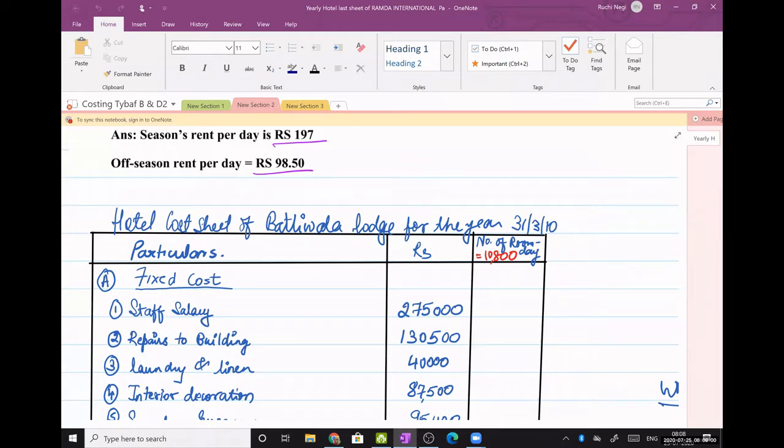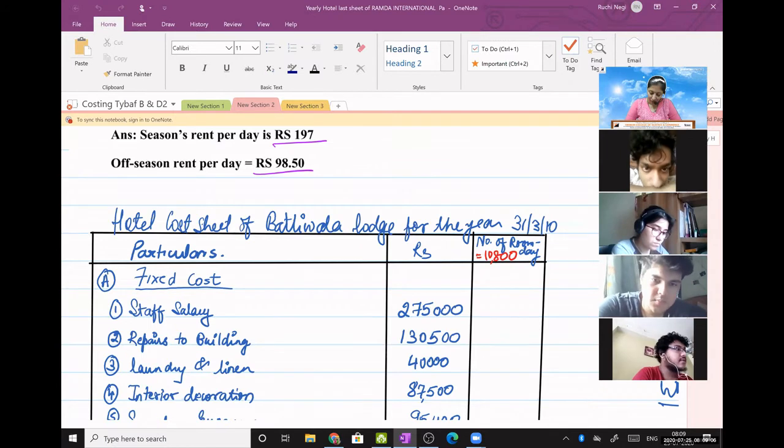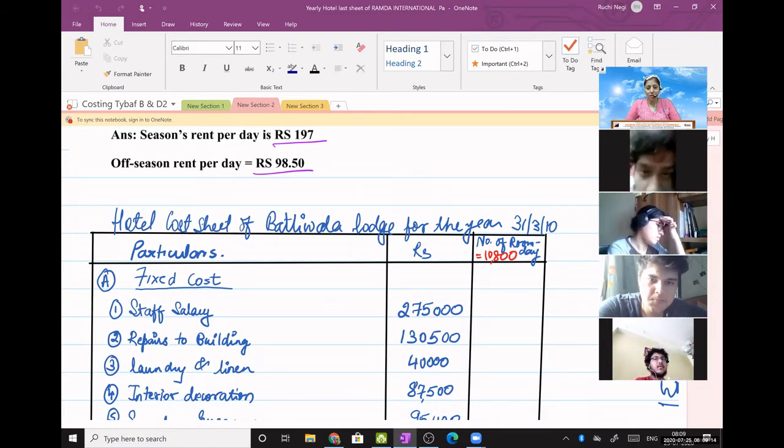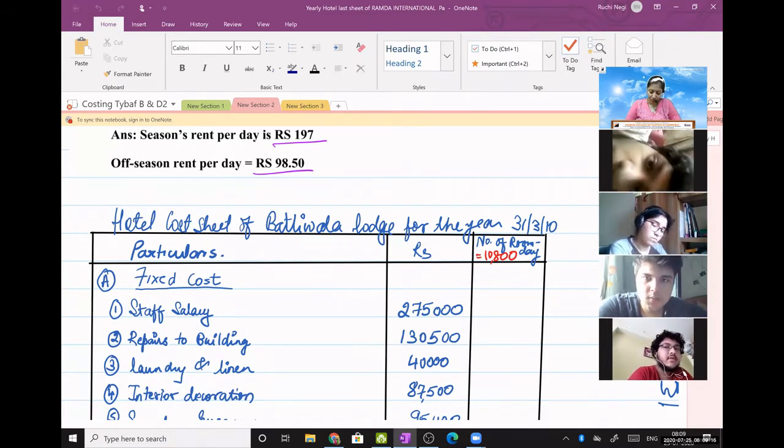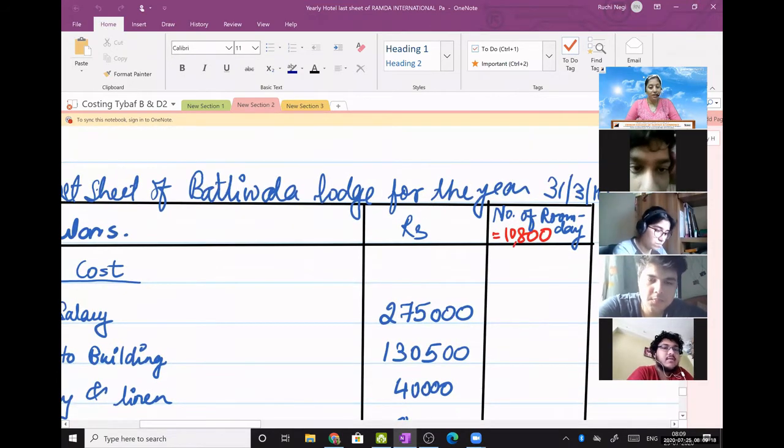Make three columns: particulars, the amount column, and the calculation of room days column, number of room days. We even write the single room days. What was the answer? 10,800. You just write it there. I've highlighted it in red.